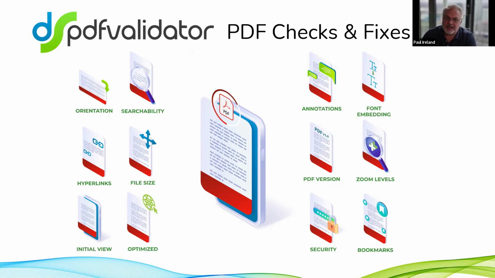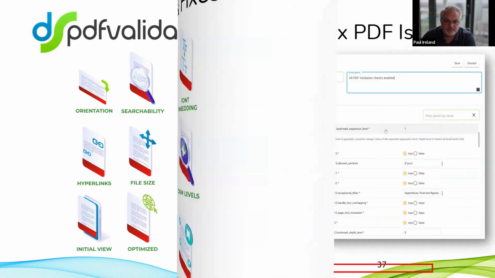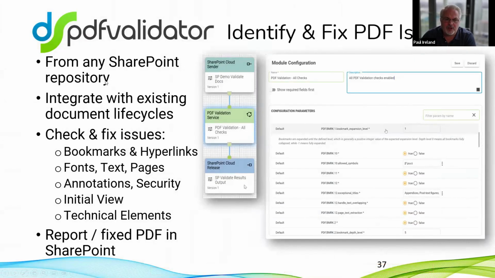And this will basically analyze it. As I say, whether DocShifter was used to create the rendition, whatever tool it is, you can still perform these checks as well. And all we do there is take the content from your repository. Again, it can be integrated in the same way as any other workflow. Perform all the checks, only the ones that you want to perform. And you can obviously fix elements as well. And then the report is generated either back into SharePoint or the fixed PDF is returned back there as well.